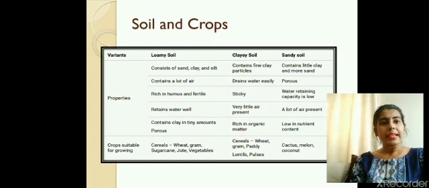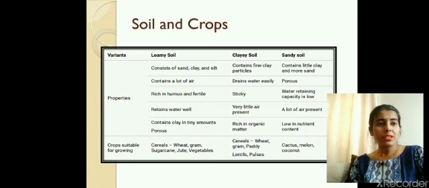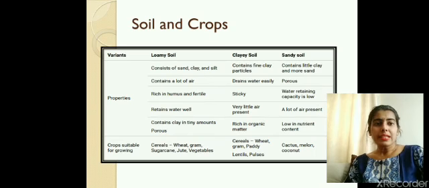Now next is clayey soil. Clayey soil contains very fine soil particles. So it is very sticky. Why? Because it retains a lot of water and very little air is present in it. It is rich in organic matter. So a variety of cereals like wheat, gram, paddy, lentils and pulses can be grown there, which require a large amount of water for their growth.